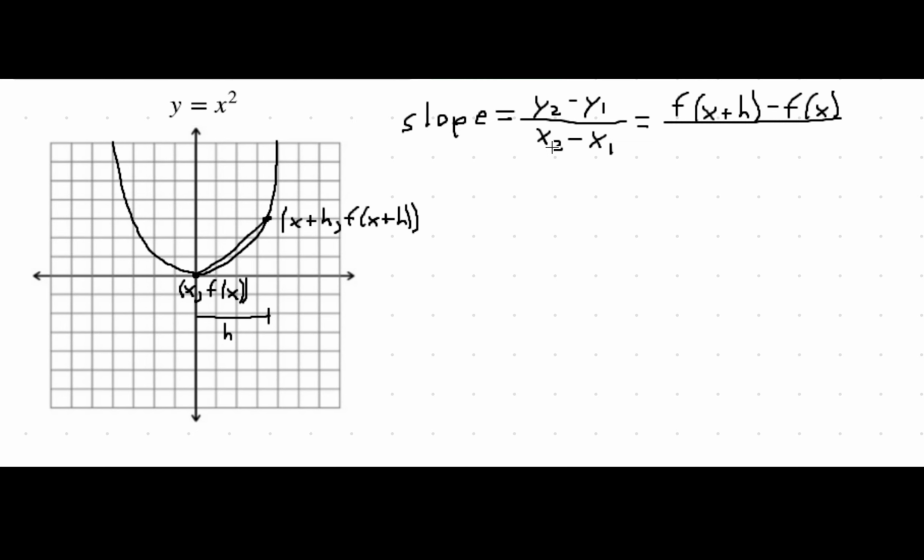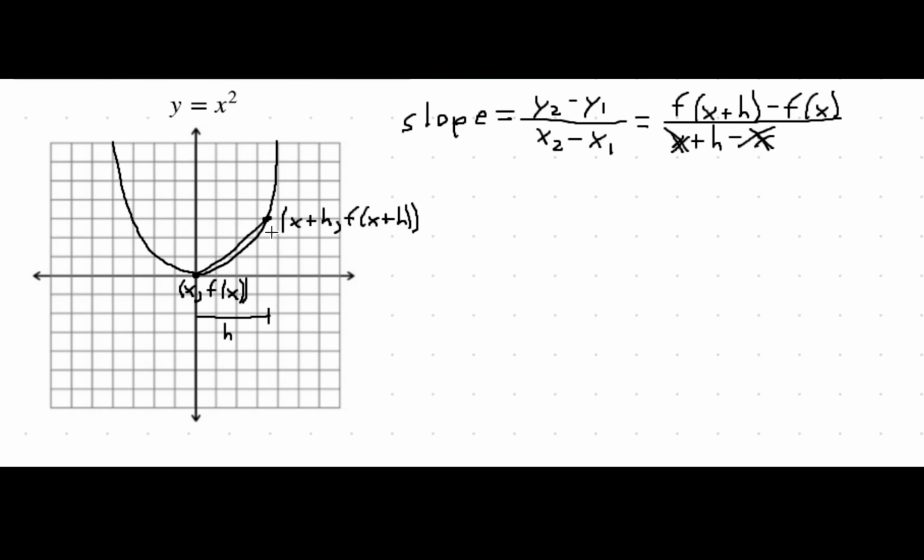And then x2 is going to be the x coordinate of the second point here. So I'm going to have x plus h then. Then x1 is going to be the x coordinate of the first point at the origin here. So it's just going to be x. So I have a minus x then. So the x and the minus x are going to cancel each other out. So I just have h on the bottom then. So that approximates the slope.